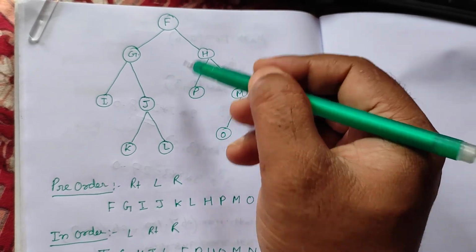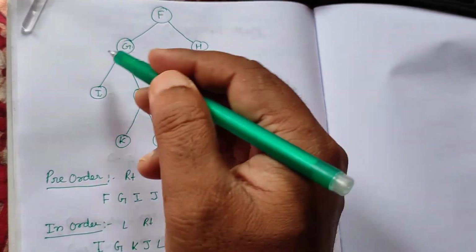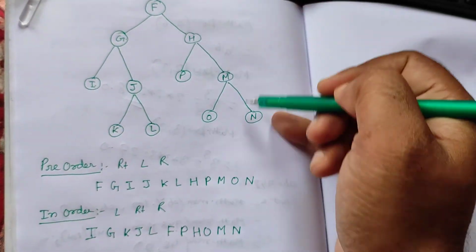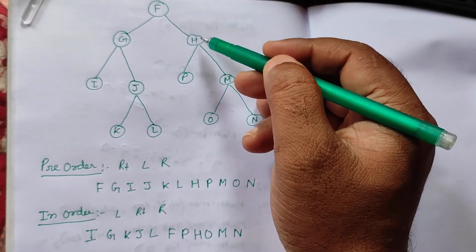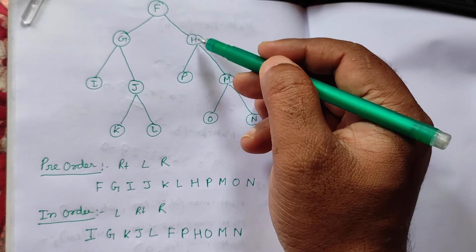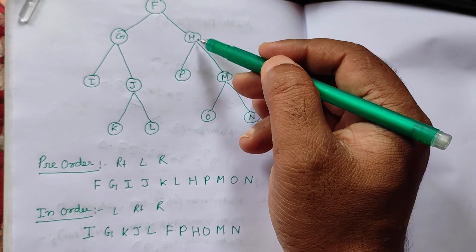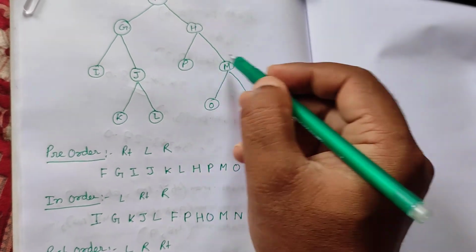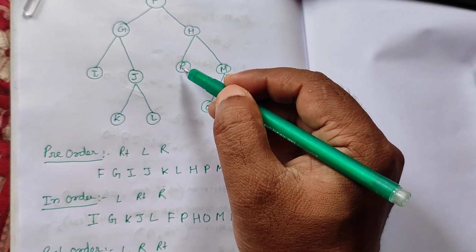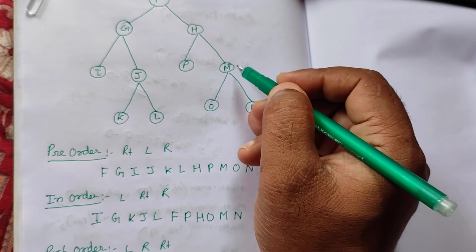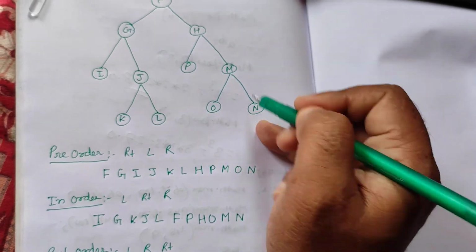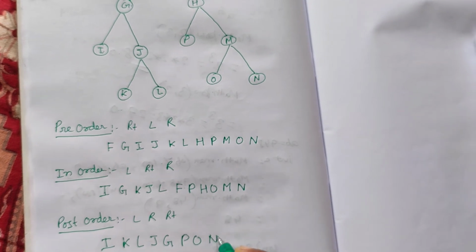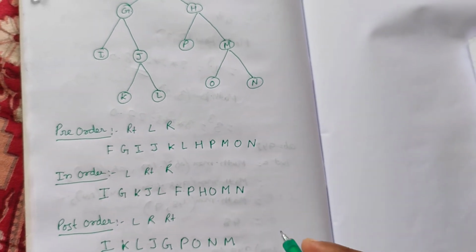We cannot take this. First we have to finish the right part, because after left it is right, then root. So it is the right part. Right part H is a root of the right part, and it has a left part, P, so we will write here P. Then right part we will go, because after left we will go to right. It is also a root, it has left and right, so we will write first left, that is O. Then right part N, then our root.